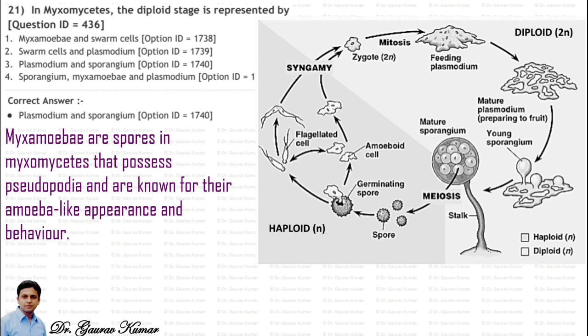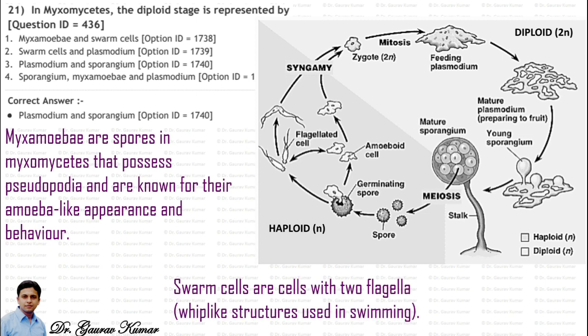And swarm cells are cells with two flagella, that is, whip-like structures used in swimming. I told you this because it looked important to explain what swarm cells and myxamoebae are. The rest you can easily understand from the figure itself.